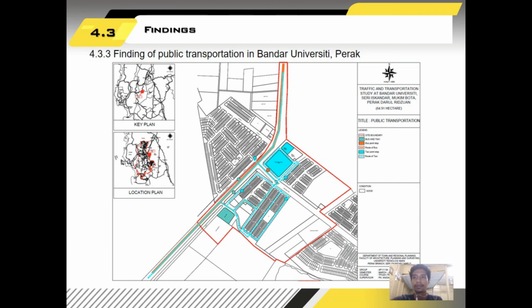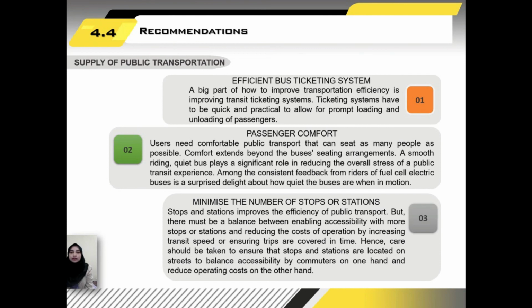The recommendation of public transportation supply, which we have 3 points. For the first one, we recommend an efficient bus ticket system, which is a big part of how to improve transportation efficiency, by improving the transit ticket system. The ticket system has to be quick and practical to allow prompt loading and unloading of passengers.